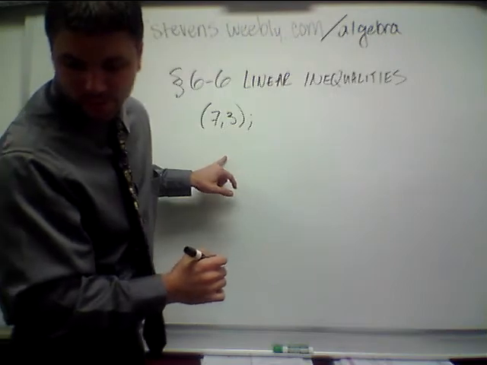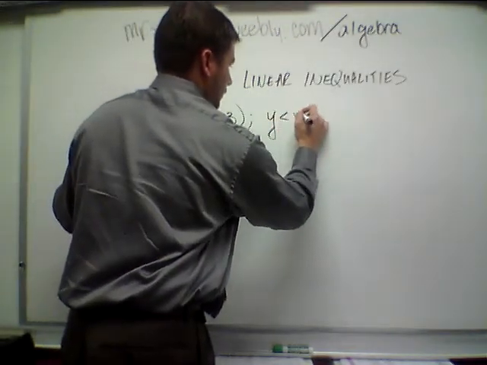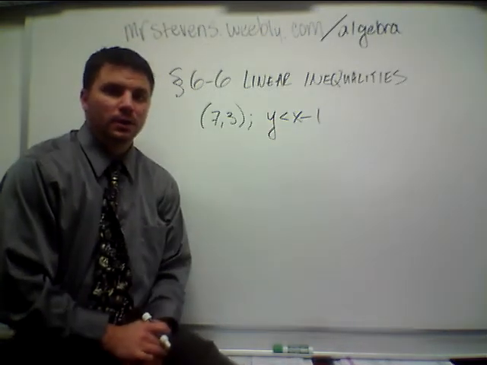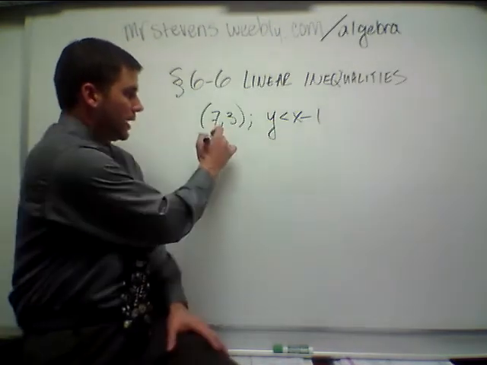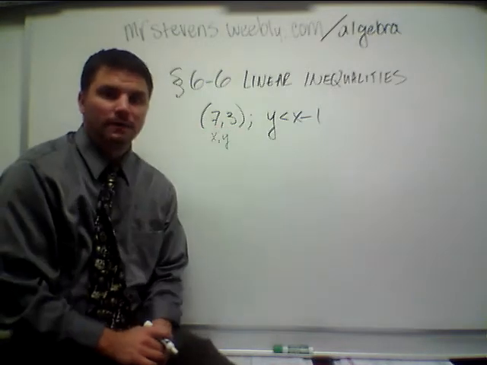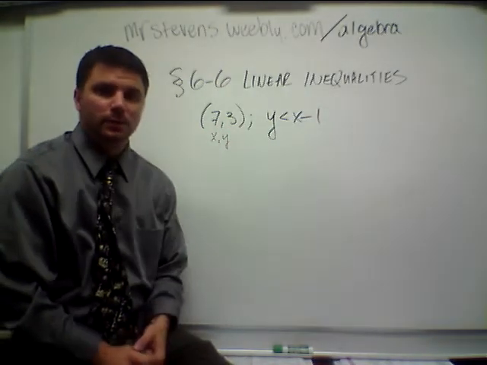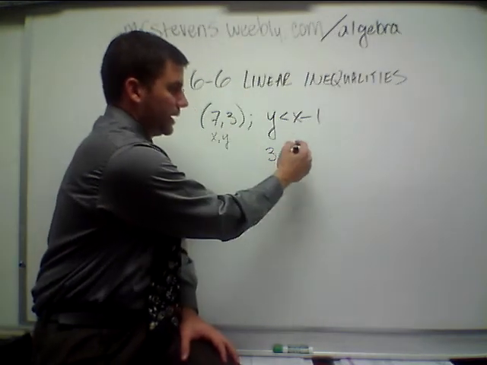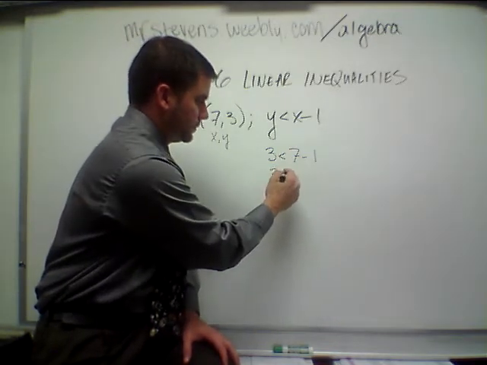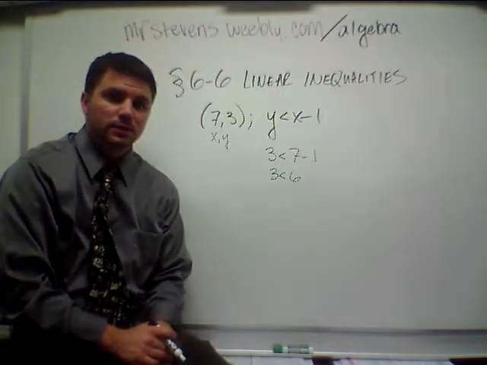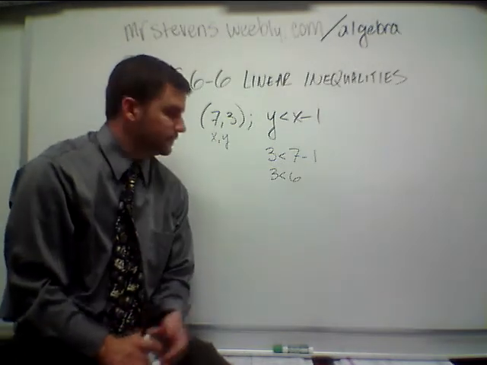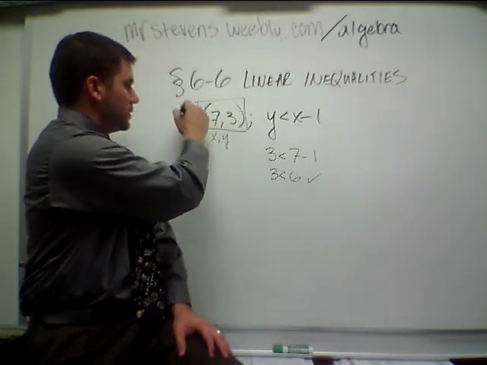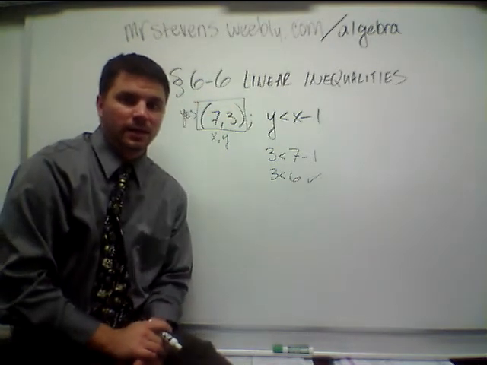We need to try to find out if the point 7, 3 is on this line. So what we'll do is take our x, y value, plug in the values, and see if it holds true. So my y is 3, my x is 7, 3 is less than 6. So for this particular inequality, 3 is less than 6, this is true. So we would say yes, this point is on that line.